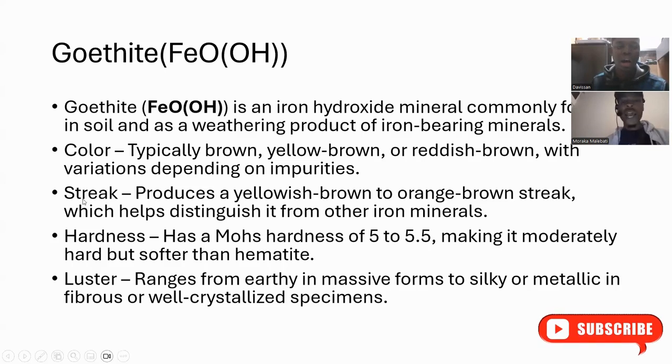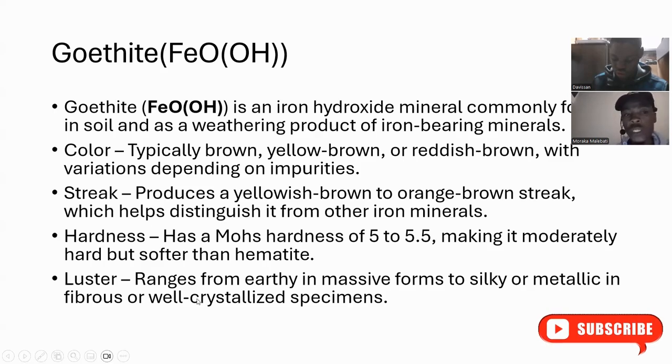The color is usually brown, yellow brown, or reddish brown, with variations depending on the impurities. Streak, it produces a yellow brownish to orange or brown streak. Hardness is usually 5 to 5.5, so it is relatively soft. Luster ranges from earthy in massive forms to silky or metallic in fibrous forms.